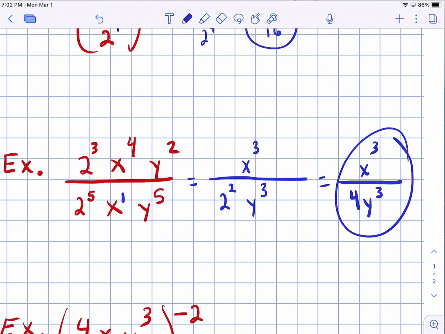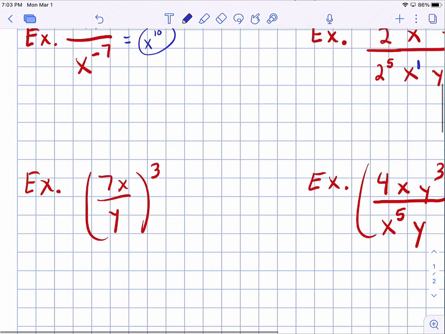That's an x and a y. Those do not have the same base, so I can't do anything with those exponents. Okay, all right, let's keep on rolling.